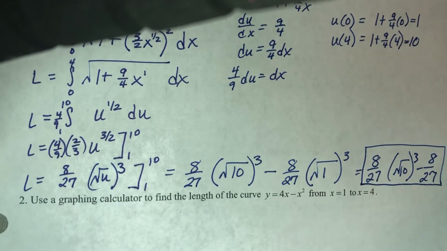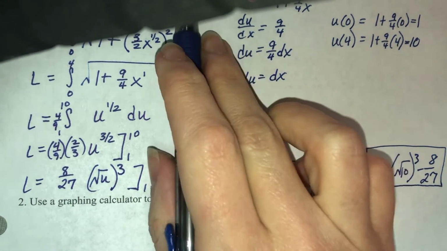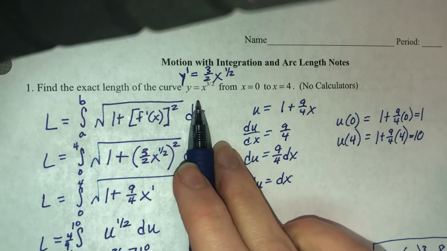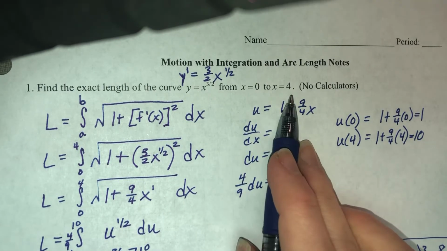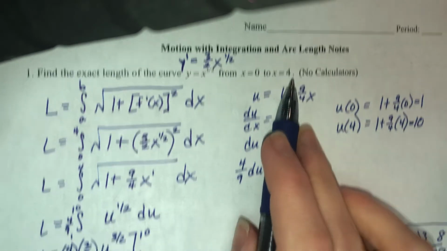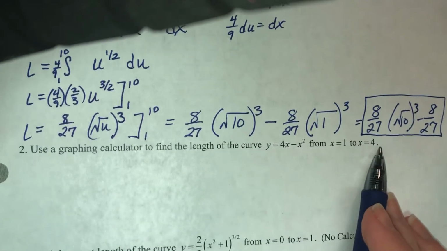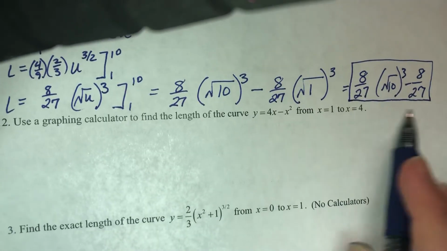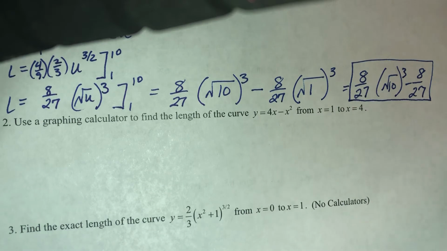Now, what does this mean? What did we just find? Well, it's kind of like if you laid a string down over the x to the 3 halves function, starting at x equals 0 and x equals 4, then laid it out straight to find out how long that function is. This is the length, okay? It's almost like the distance formula except for curves.